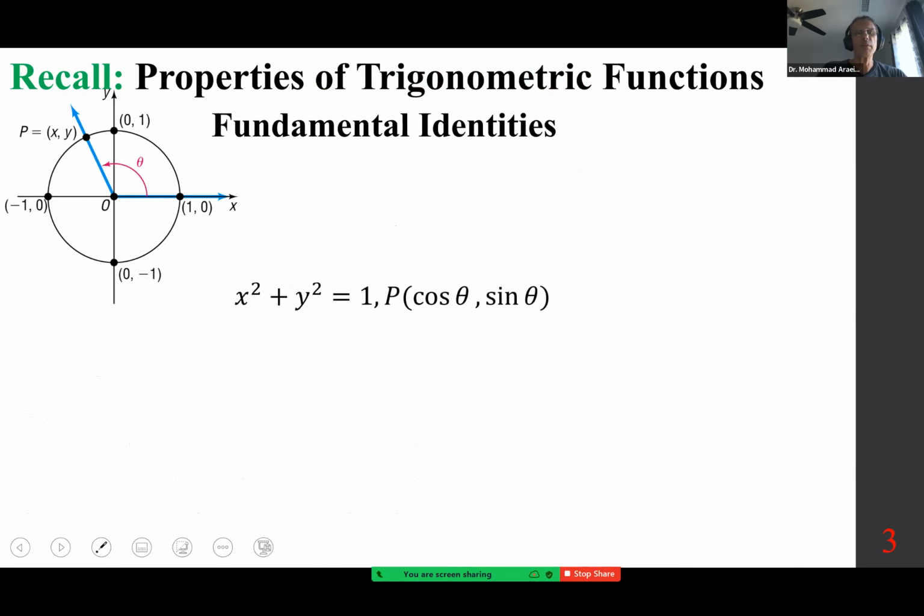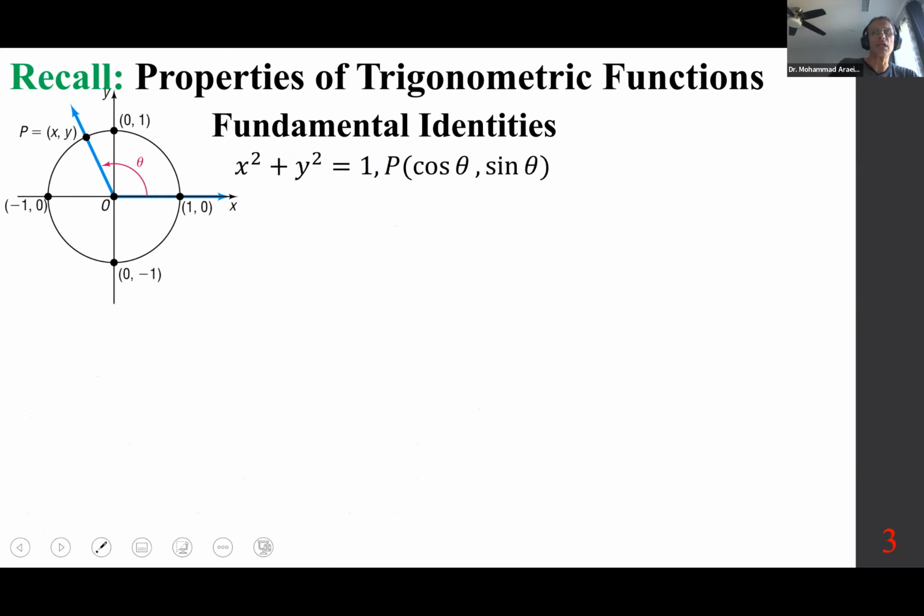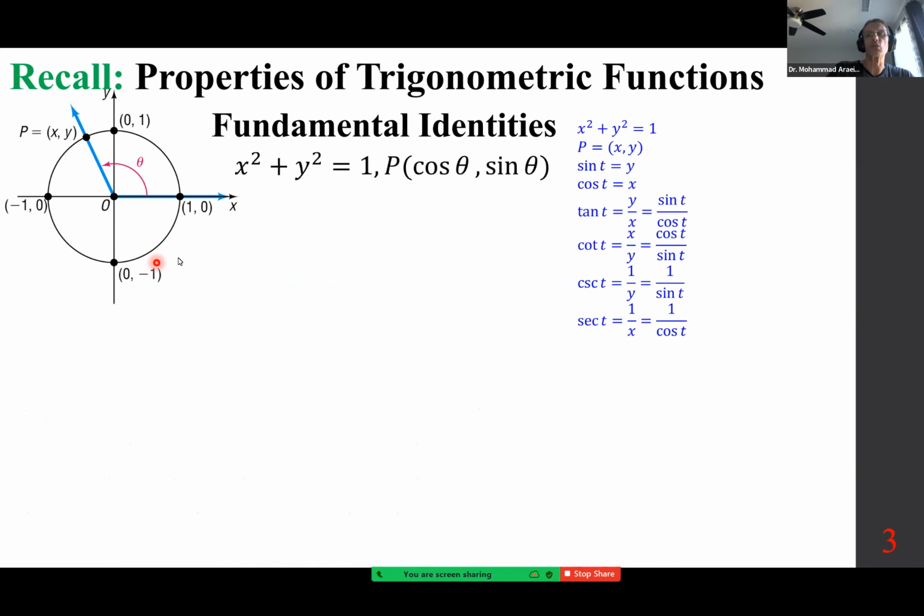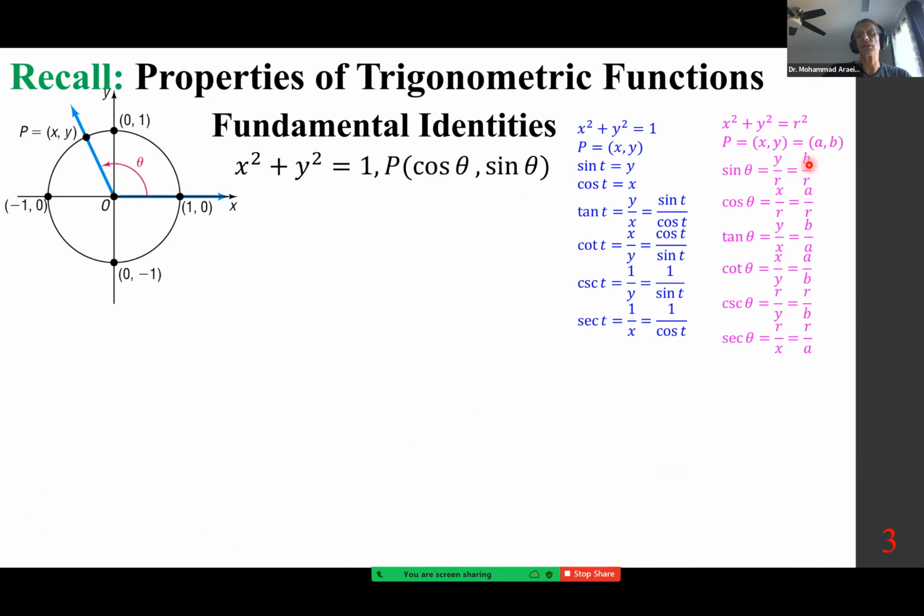So, reminding everybody of what we have seen as far as fundamental identities: on the unit circle, x squared plus y squared equals 1. As a result, the pair x and y becomes cosine and sine. When the unit circle becomes a general circle, sine, which was y, becomes y over r, and cosine, which was x, becomes x over r. The rest of them are easy to figure out.